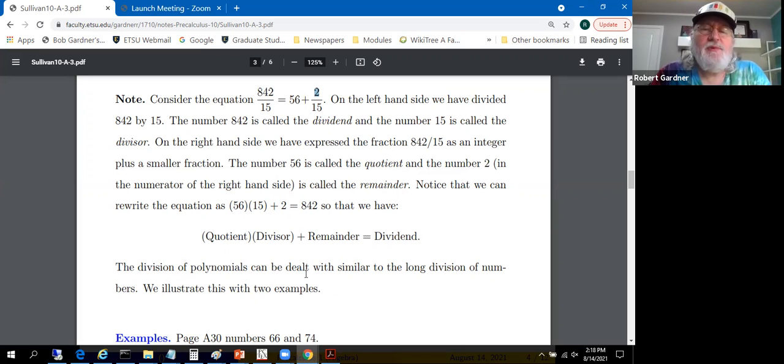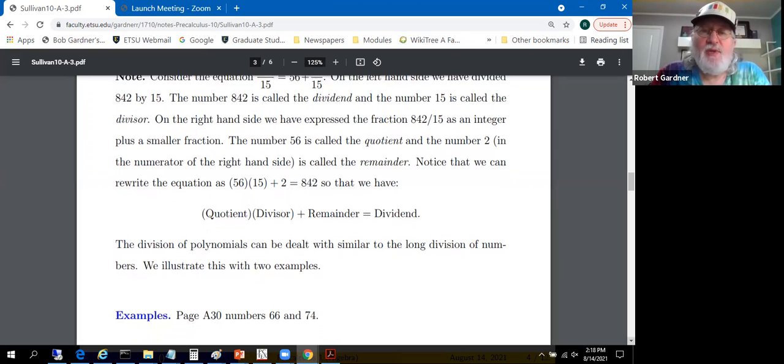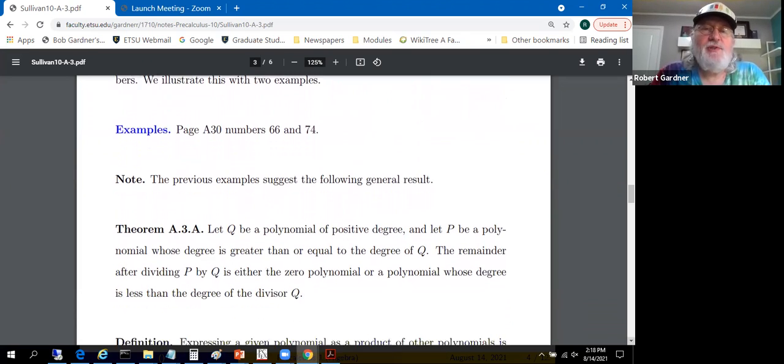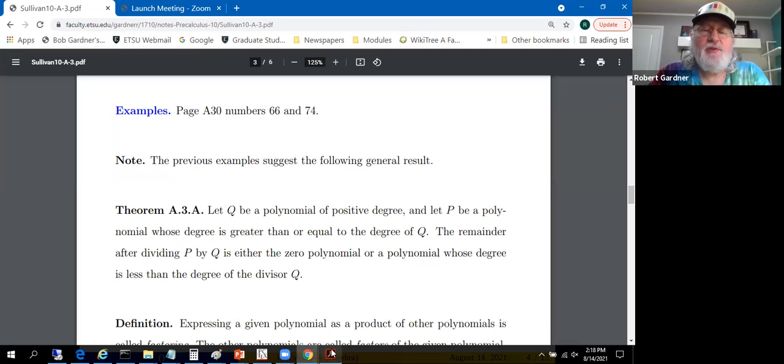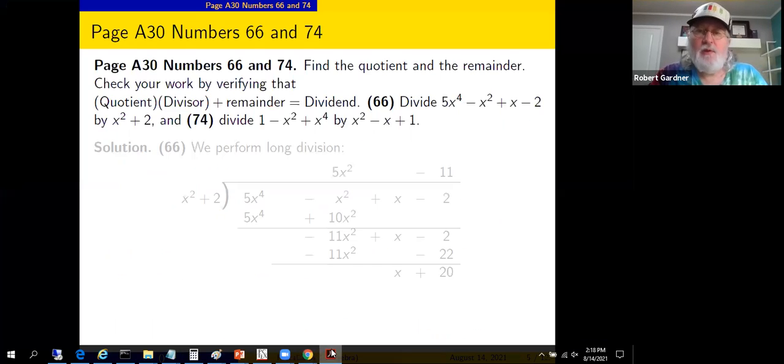The division of polynomials can be dealt with in a similar way. So we'll use long division to divide one polynomial by another. We'll have a divisor, a quotient, a remainder, and the dividend. So same idea with these numbers as applied to fractions. Instead of throwing around a bunch of definitions, let's just do one and illustrate the technique of long division using fractions. So the question is, find the quotient and the remainder in the following. Check your work by showing quotient times divisor plus remainder equals dividend.